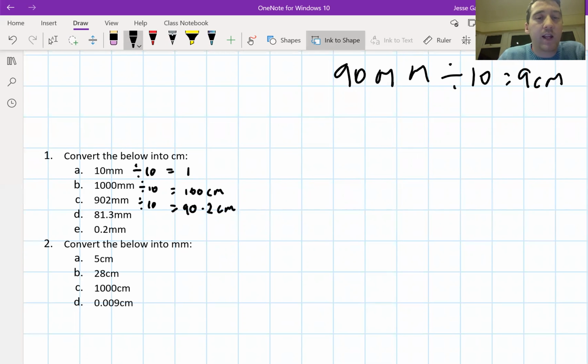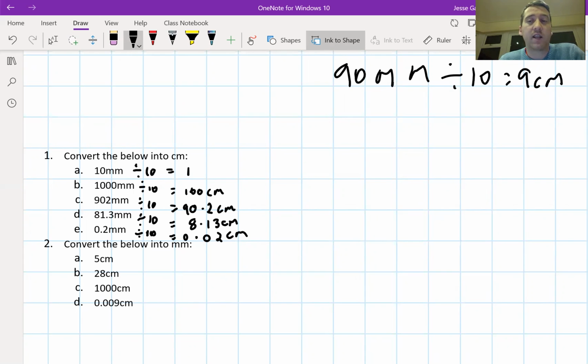Okay, 902 divided by 10, you get 90.2 centimeters, like that. Next one, 81.3 divided by 10, you should have got 8.13 centimeters, like that. And the last one, 0.02, put that in the calculator, divide by 10, you're going to get 0.02. You've got another 0 in there, centimeters, like that. Okay, well done if you got that right. If you didn't get that right, you need to go back and watch that bit in the video again where I showed you how to do it.